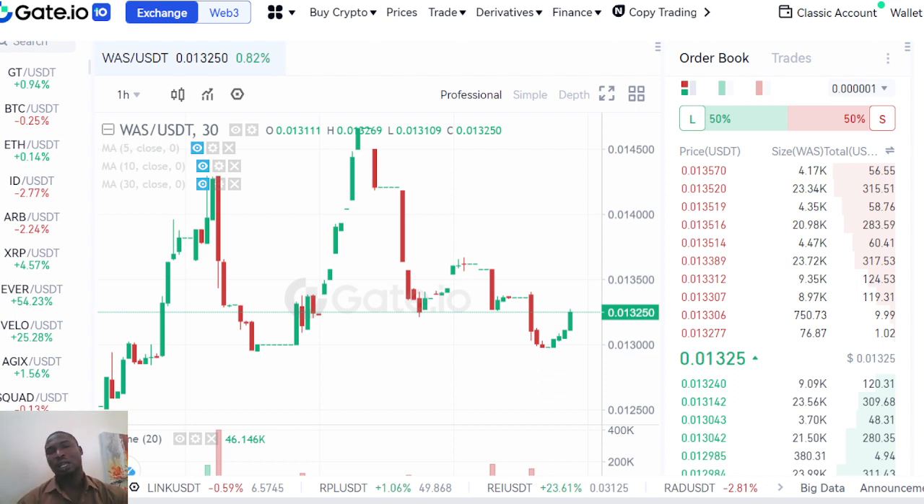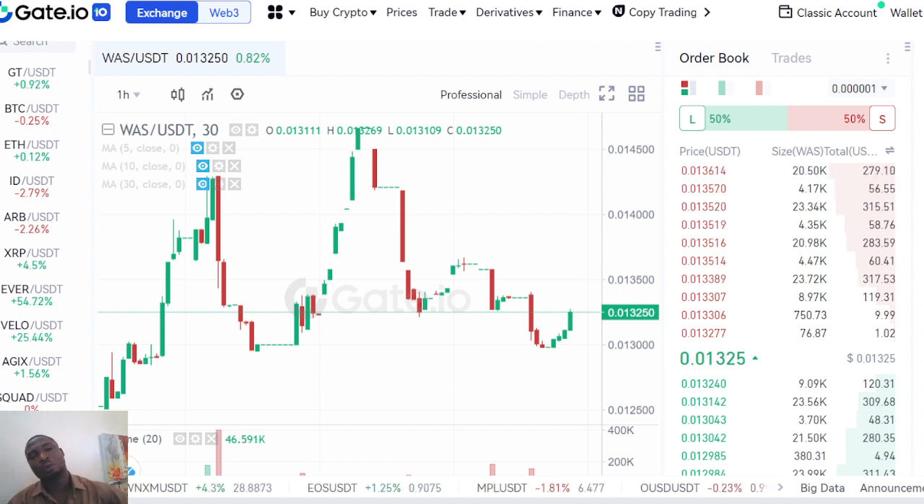Now, we'll be looking at the white paper of this token. We're talking about what the white paper actually talks about, and what we need to know about this token when trying to analyze it. Then we will come back to Gate.io to actually explain the token itself. What is it really all about? We'll be getting a basic understanding of what we need to know about this token.